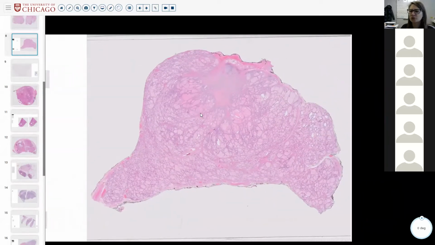I think hyalinizing trabecular tumors do not have BRAF mutations. They may have RET-PTC rearrangements, some of them. So they don't sort with the very classic PTCs, right? They don't have the BRAF. They have the variant fusions.